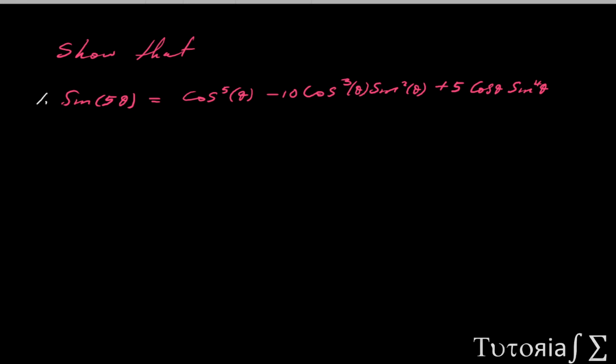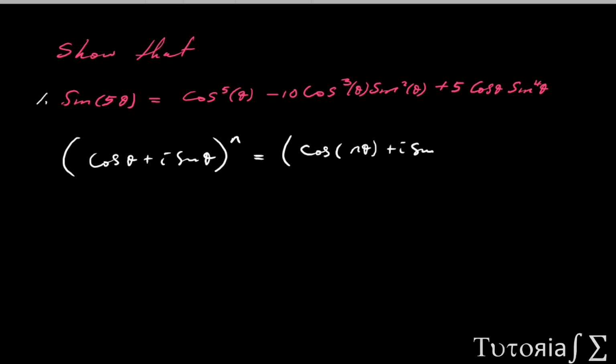Now, we should bear in mind that these questions make use of de Moivre's theorem. If you remember de Moivre's theorem, we said if you have cos theta plus i sine theta raised to the nth power, what you're going to get is cos, the power drops inside, so that will be n theta, plus i sine n theta, like that. So that is de Moivre's theorem.